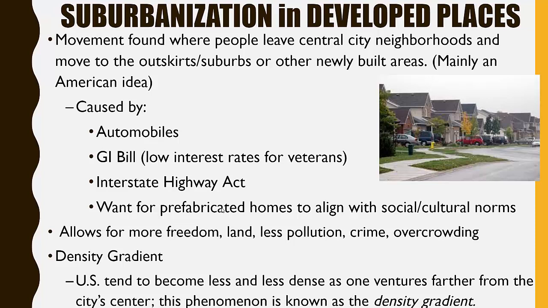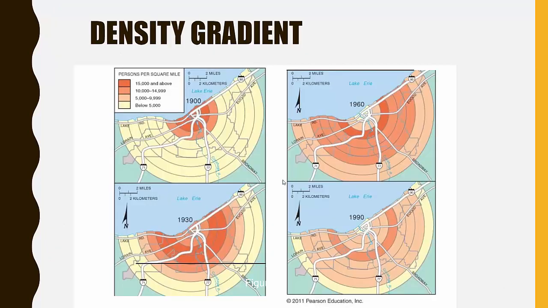If you look at the density of American cities, which is how many people there are for every square mile, you'll notice the density gradient, which is, are you getting less dense as you move away from the city center, is massive. U.S. cities tend to become less and less dense as you move away from the city center. European cities, opposite. This phenomenon is known as the density gradient. And again, look at what we notice here. This image over time, 1900, 1930, 1960, 1990, shows you the number of people per square mile in and around the city center.